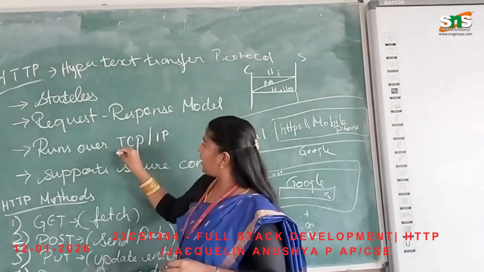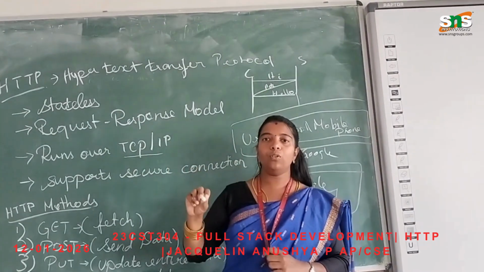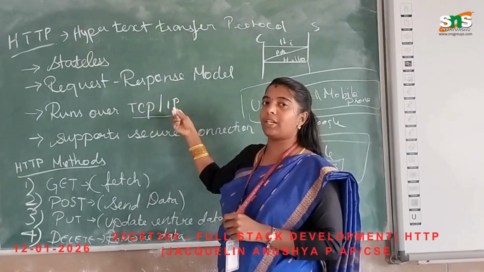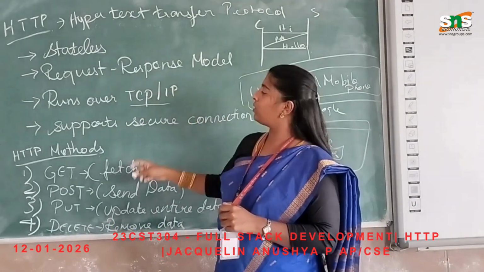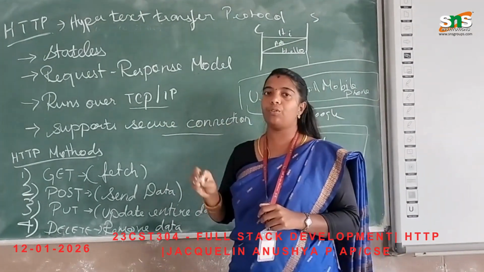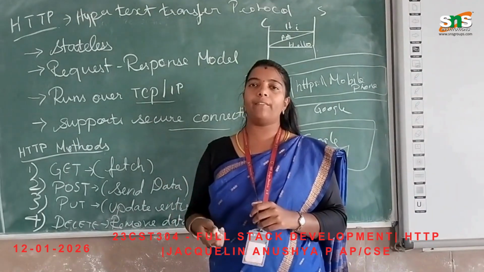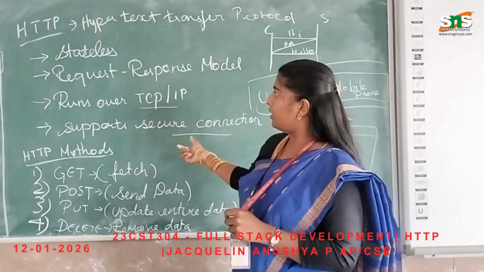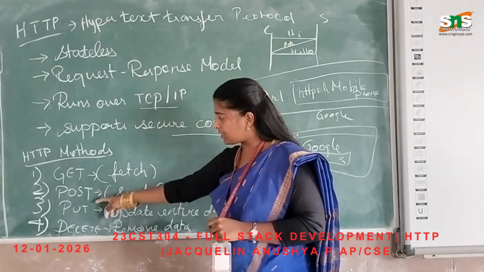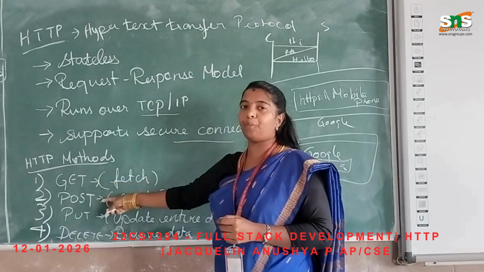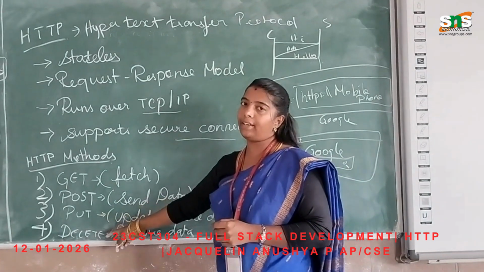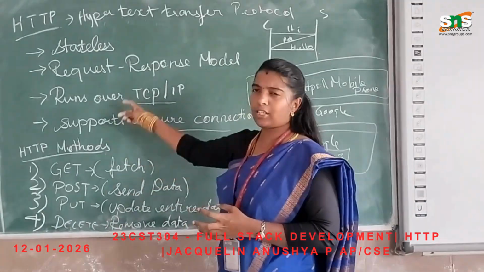Next is the TCP/IP protocol. You know there are 7 layers, including the application layer and the transport layer. We have many layers, and in that you have the TCP/IP protocol. Next, it is a secure connection. Nowadays we need every chat to be private and secure, and in that way HTTP is also secure. In HTTP you will have 4 methods: get, which fetches your data; post, which sends the data; and then updating the data and deleting the data.